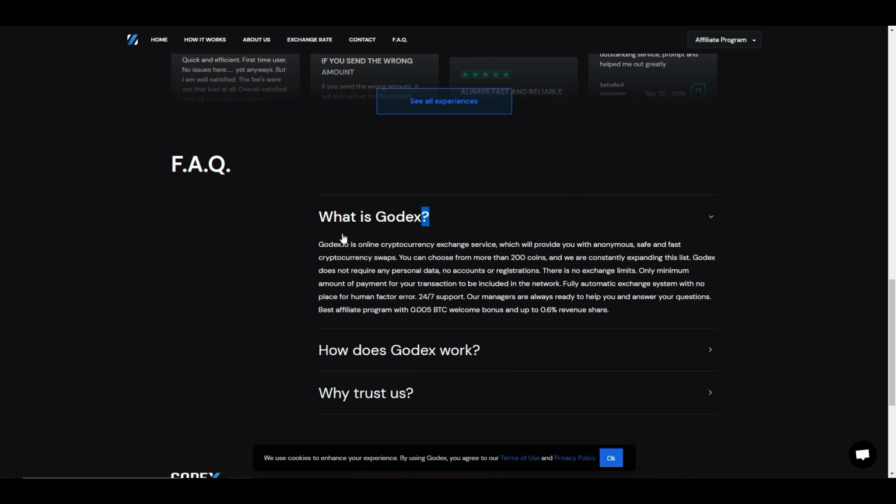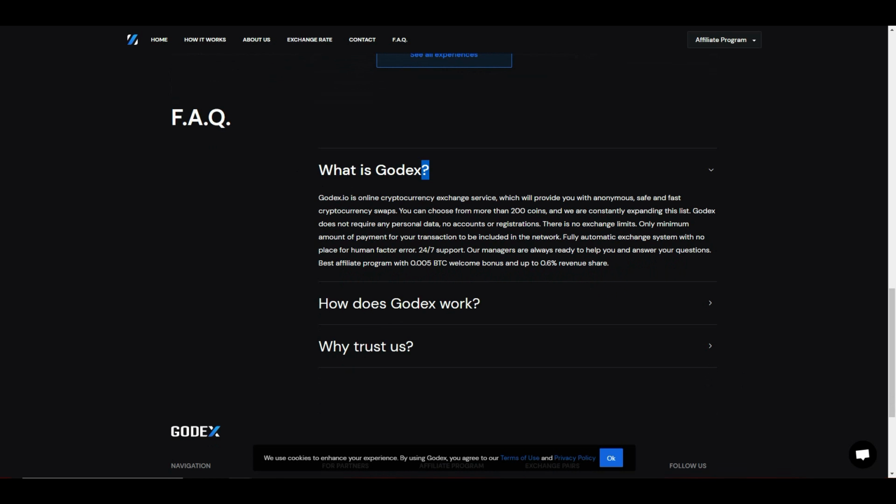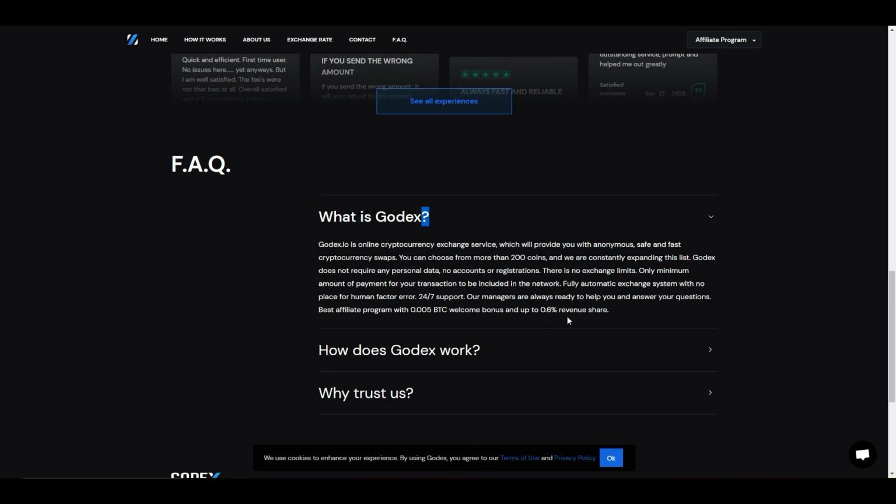So you see it here, Godex.io is an online cryptocurrency exchange service which will provide you with anonymous, safe, and fast cryptocurrency swaps. You can choose from more than 200 coins, and they're constantly expanding this list. Godex does not require any personal data, no accounts or registrations. And that's what I'm talking about, guys. You have that privacy with them.